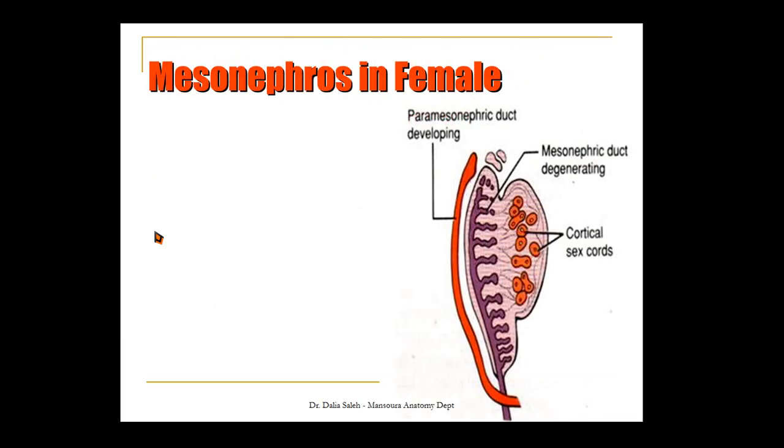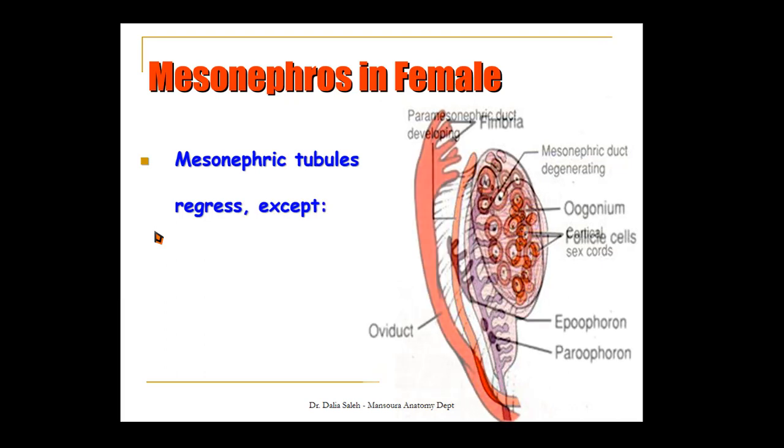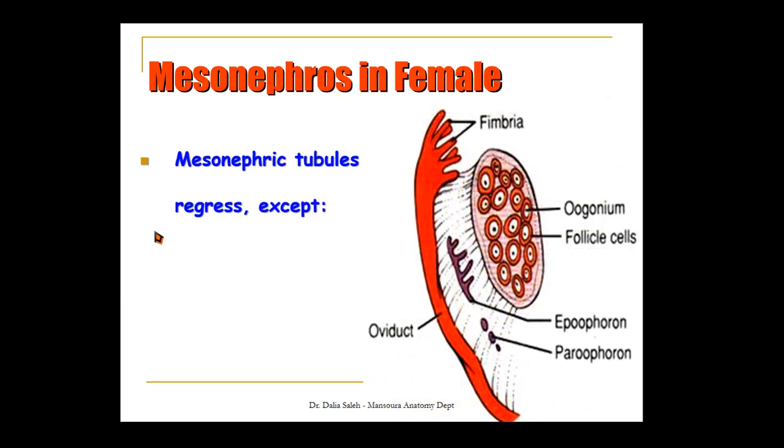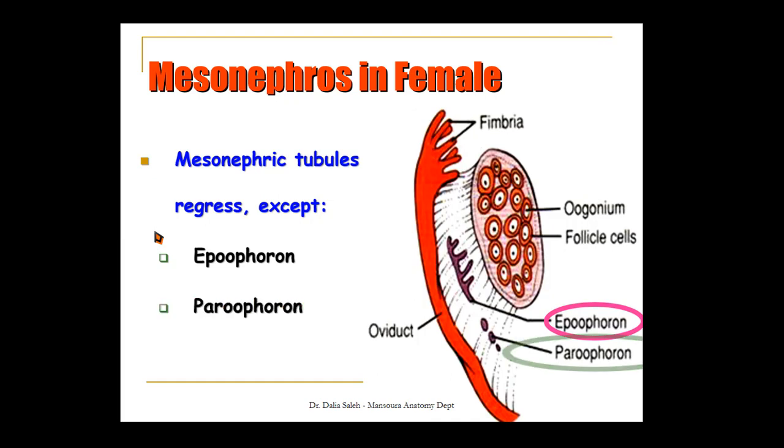Now let's start with the system that will regress. First, the mesonephric tubules. They were functioning for some time in the female as a temporary kidney, but later on these mesonephric tubules will regress, except small rudimentary parts of it that lie in the mesovarium, a part called the epoophoron and the other one called the paroophoron.